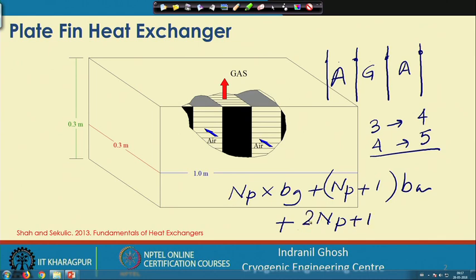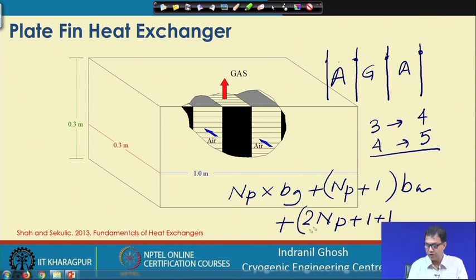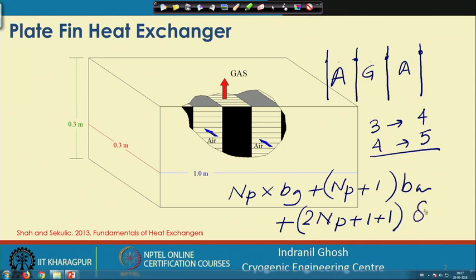So, it is 2 N p plus 1 number of plates, we have 2 N p plus 2 number of separating layers, and that will be multiplied by the thickness of the separating wall, and that will be equal to that 1000 mm. So, here this B g is given in how much?